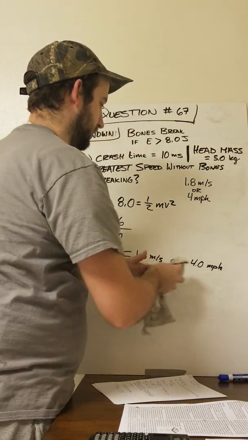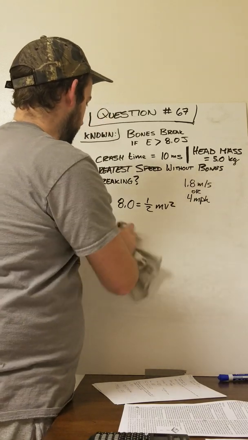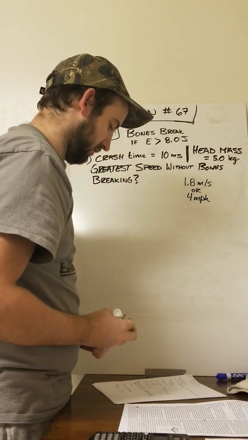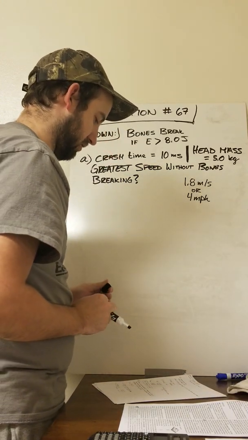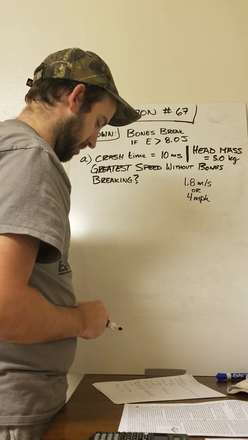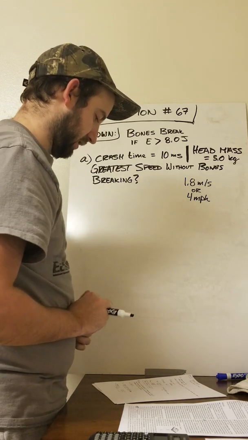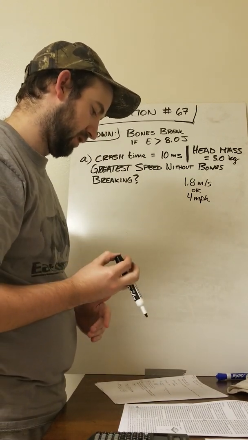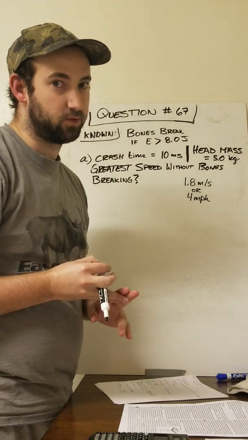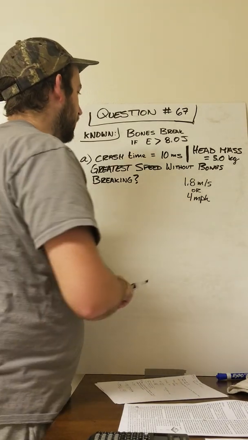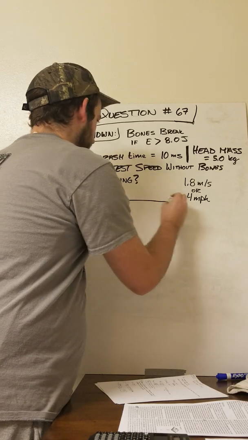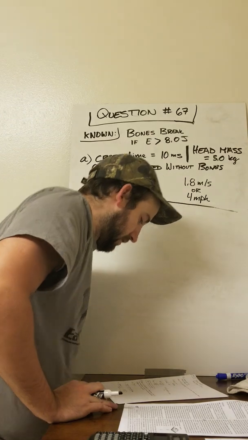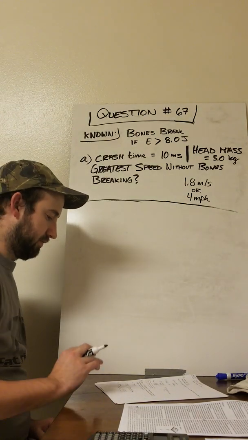So that's it for the first part, but now it wants to know the acceleration. It says, what is the acceleration of passengers in part A? And then how large a force is acting. So it wants the meters per second squared, the acceleration, but it also wants the g forces that are acting. To do that, we'll use one of our lovely equations.